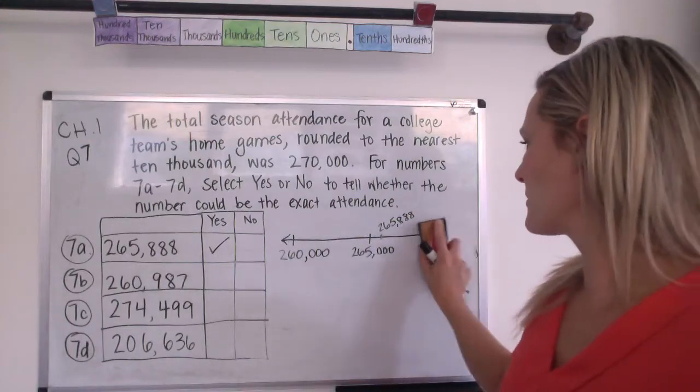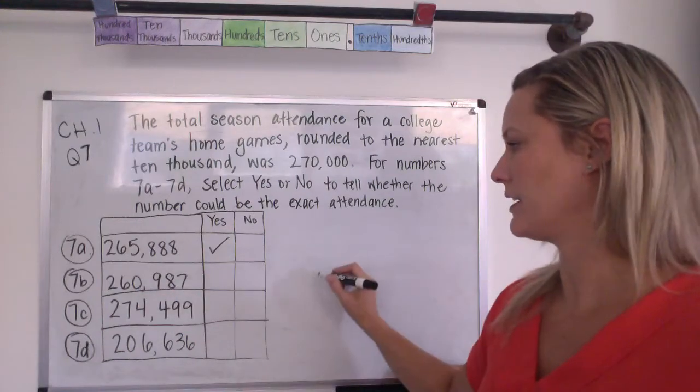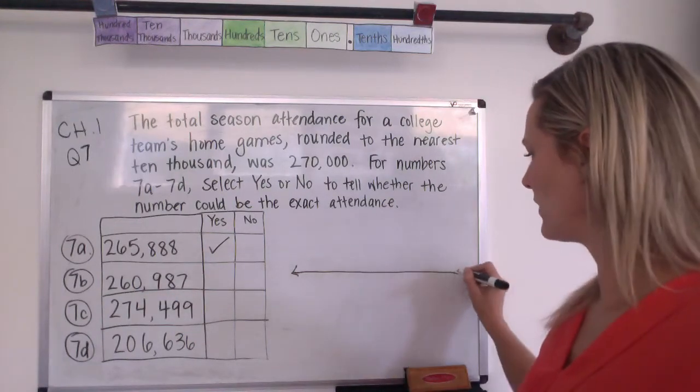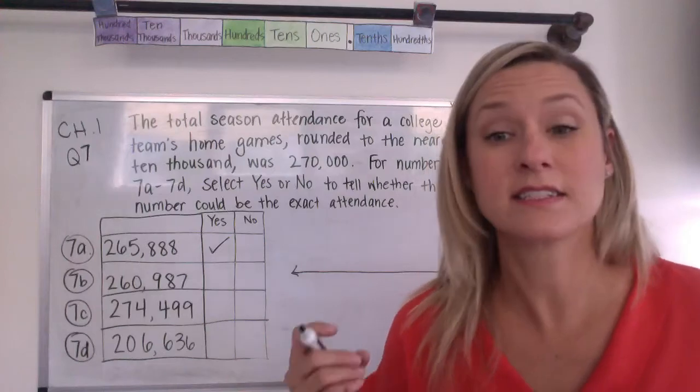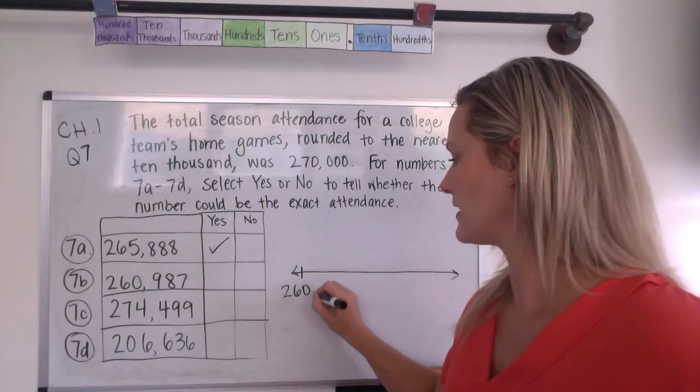Okay, so now I'm going to do this next one, 260,987. Again, we have a 6 in the 10,000s place. So my end points are going to be the same.